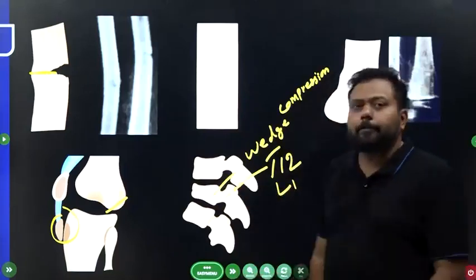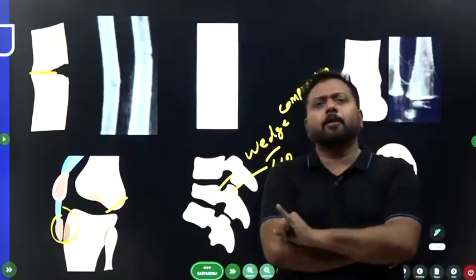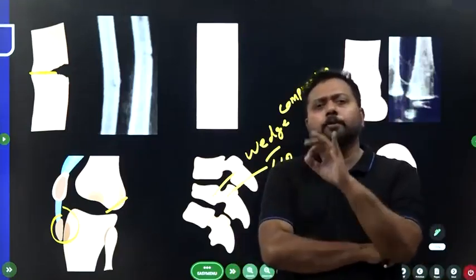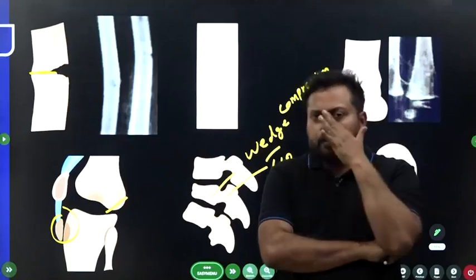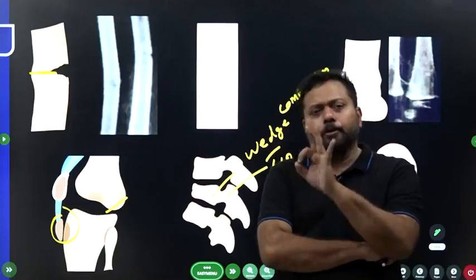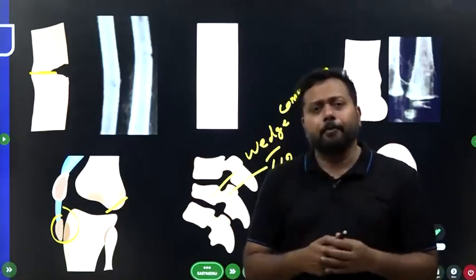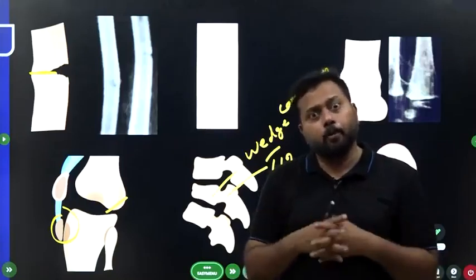Wedge compression fracture. This is a harmless fracture. This happens mostly as a pathological fracture. Osteoporosis is the pre-existing pathology. Osteoporosis of the bone is a pre-existing pathology. So due to a trivial force, usually you know the mode of injury. This happens in an elderly individual. Already they are osteoporotic. The bone is weak.